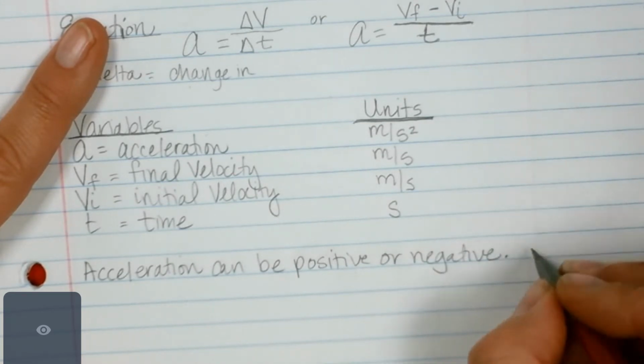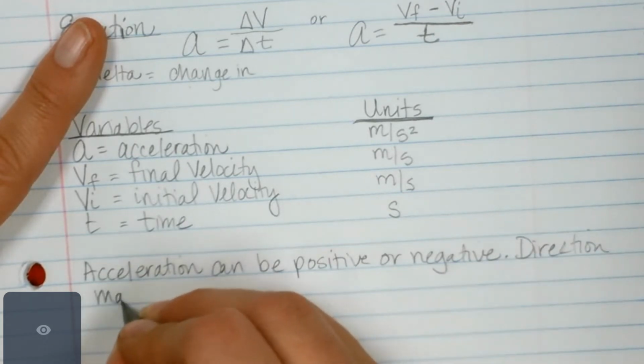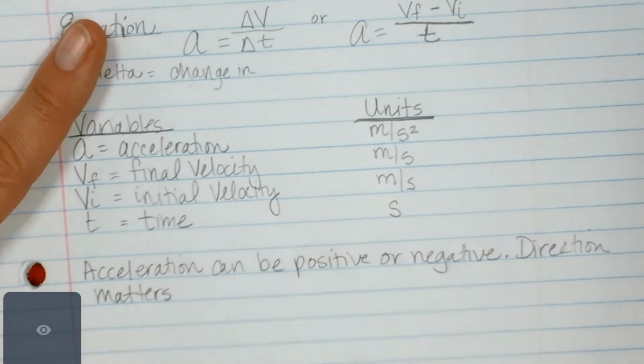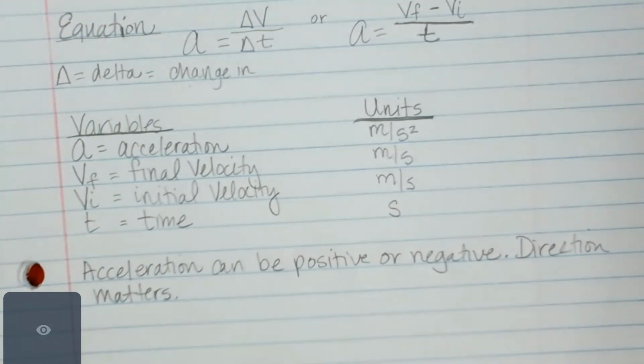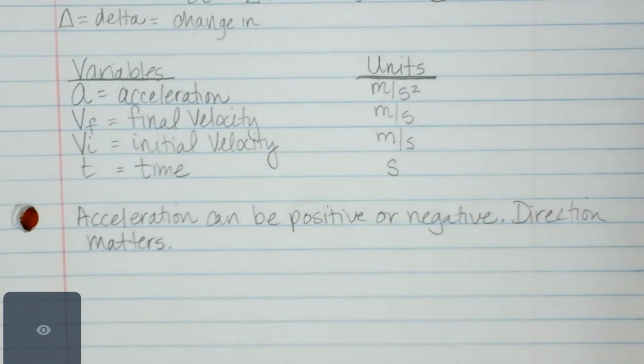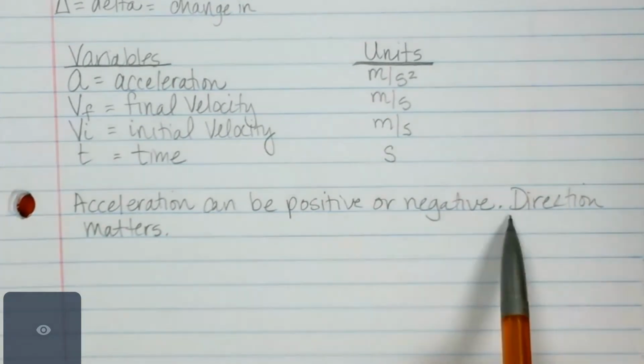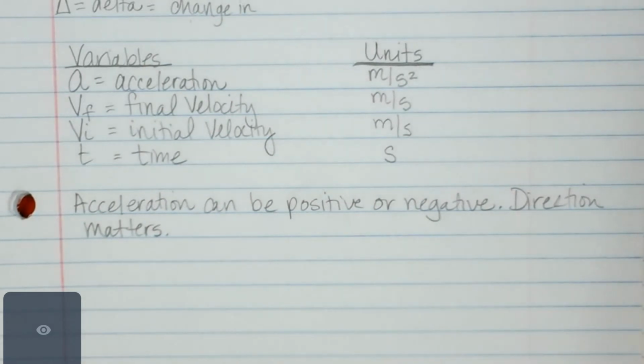So direction matters. If an acceleration is going to the right, it's positive. Acceleration going to the left is negative. Whether the object is slowing down or speeding up all depends on the velocity's direction as well. So that's just something to remember. We did posters on that, so you definitely should have that nailed in your head. But remember that direction matters, okay?